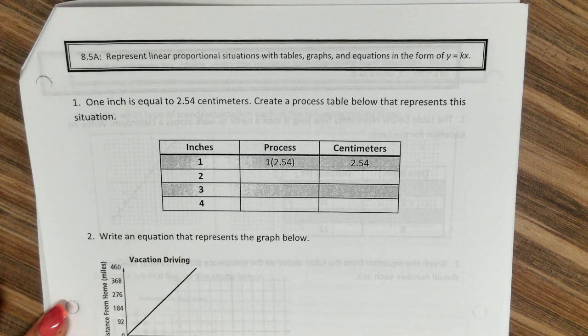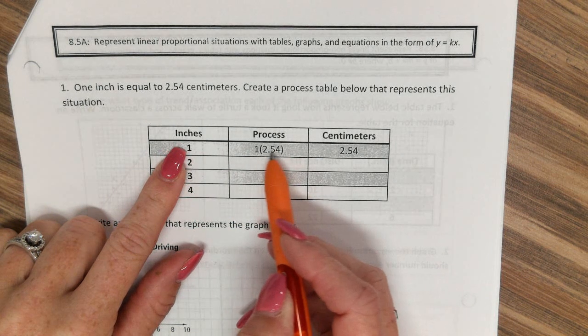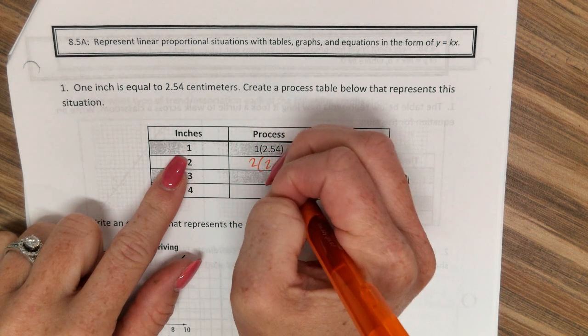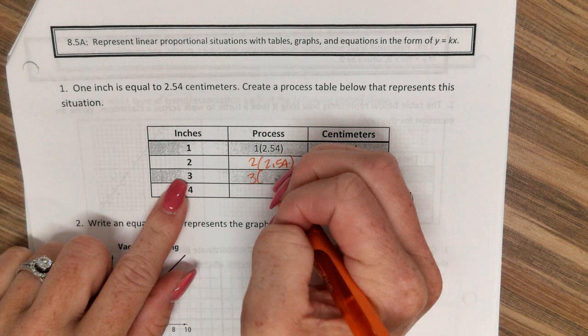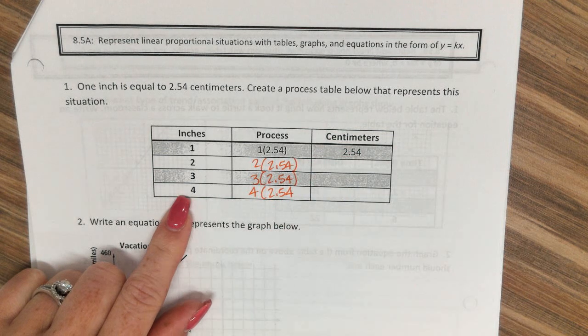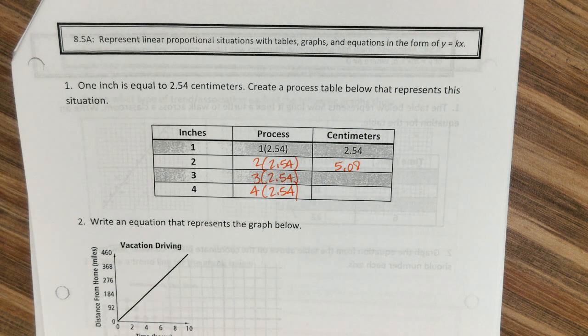Okay, turn the page. This says 1 inch is equal to 2.54 centimeters. Create a process table below that represents this. So all you do is multiply. 1 inch is 2.54 centimeters, so you multiply to get this. What would I do for 2? 2 times 2.54. What would I do for 3? 3 times 2.54. What would I do for 4? 4 times 2.54. And that would give you your answers. We don't have to fill out the whole thing. You would just go down and multiply to get the answer.